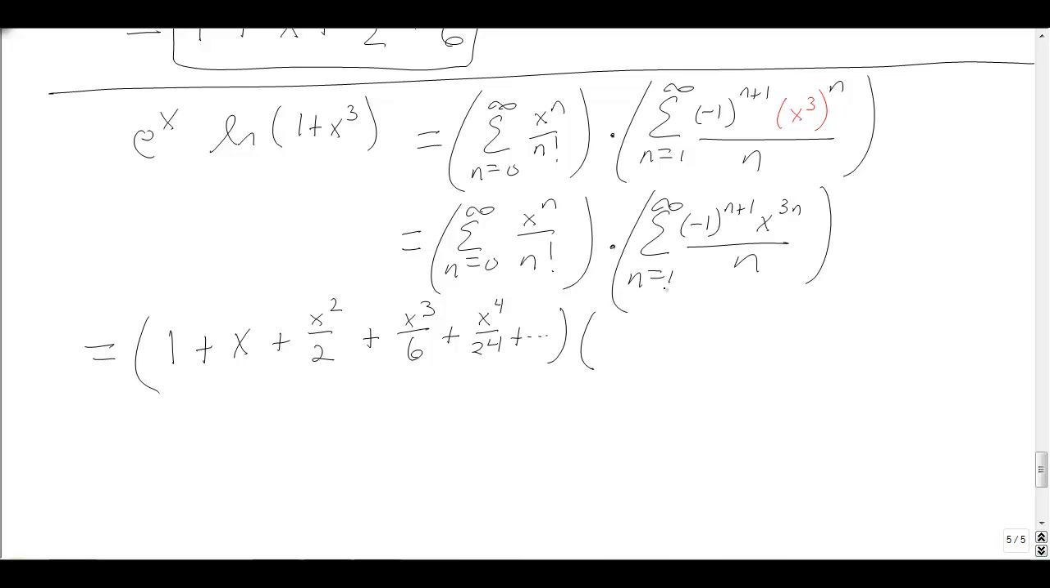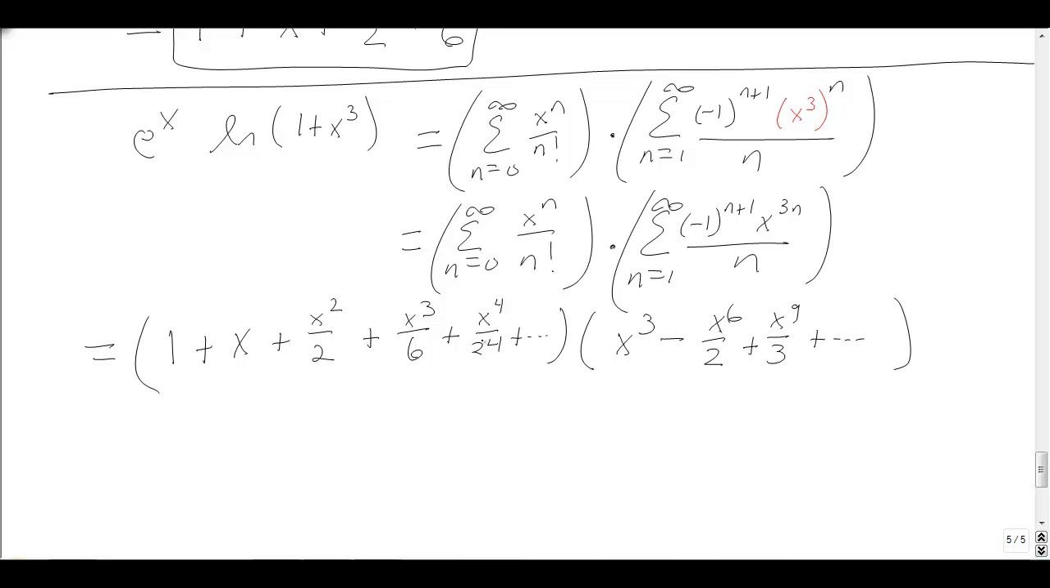The natural log of 1 plus x cubed series: when n is 1, you get 1 plus 1 is 2, a positive, so it's going to give me x cubed over 1. When n equals 2, I'll get a negative, and that'll be x to the 6th over 2. Next term when n is 3 is x to the 9th over 3, plus blah, blah, blah. Actually, next one's a minus here.